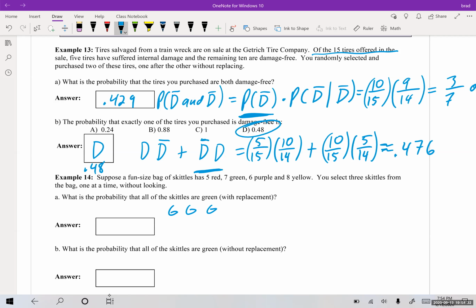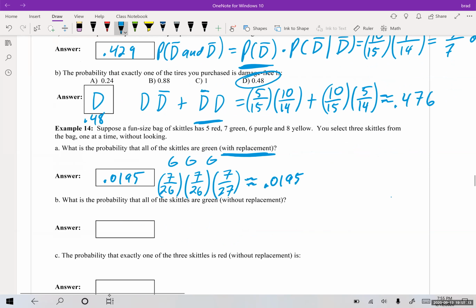So how many total Skittles are there? There's 26. So this first one is going to be 7 green out of 26 Skittles. Now we put that Skittle back, and then we reach in and grab out again. What's the chance we get a green? It's still 7 out of 26. What's the chance we get a green again? It's still 7 out of 26, because remember, it's with replacement, meaning you're putting it back in. So then when we do that, we should get decimal-wise about 0.0195. Okay, so that should be when we do that.